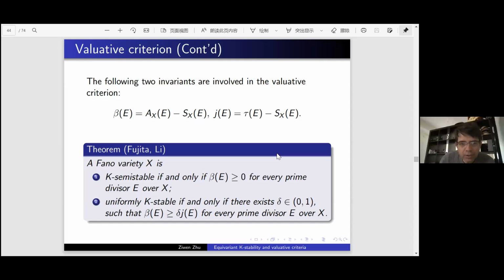Yeah, I have a question. This delta in the theorem is the same as the slope of the uniform stability? Yes, exactly.